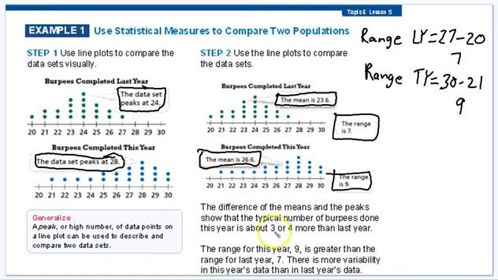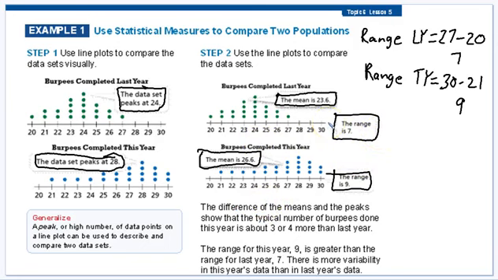So the difference of the means and the peaks show that the typical number of burpees done this year is about 3 or 4 more than last year. So it's about 3 through the mean and then 4 through the peaks. So it shows that they're doing better this year than last year because most of the time they're doing more burpees, or more kids are doing more burpees than they were doing last year. So that is how you tell using the range, the mean, and the data peak.